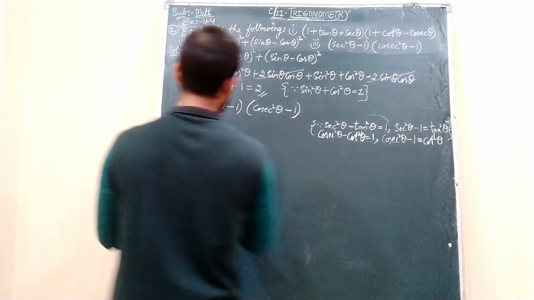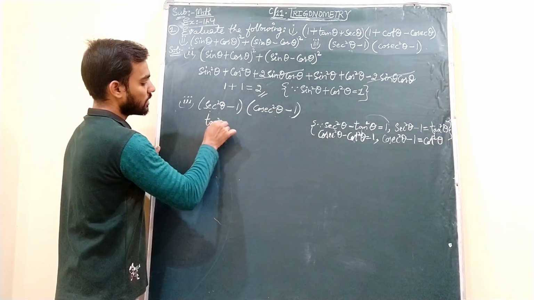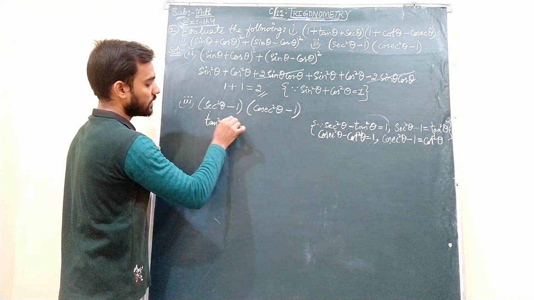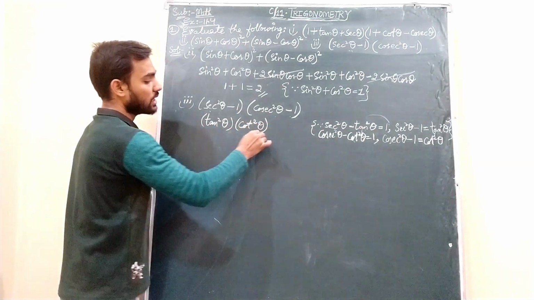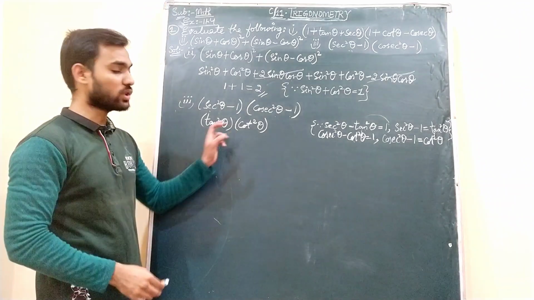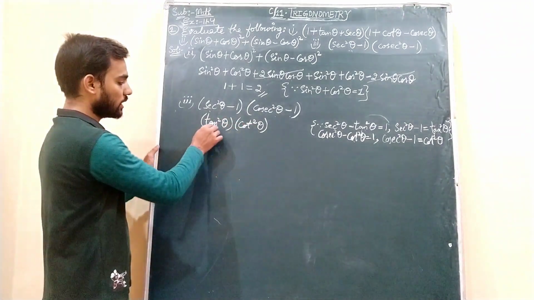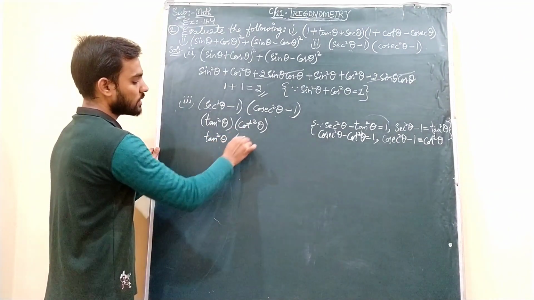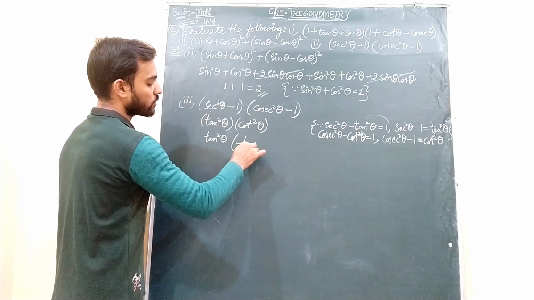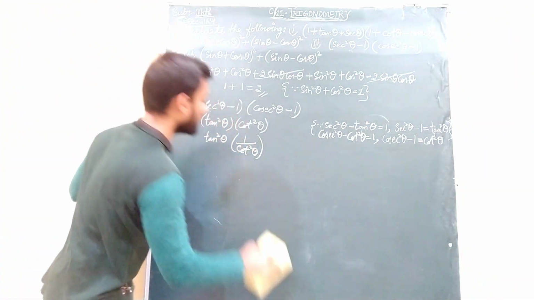That only we will do over here. Secant square theta minus 1 I will write as tan square theta, and this cosecant square theta I will write as cot square theta. In our first question we have learned that these both are reciprocals of each other. So keep any one as it is and change the other one. So I will write tan square theta as it is, and this I will change as 1 by cot square theta. Sorry, 1 by tan square theta it becomes.